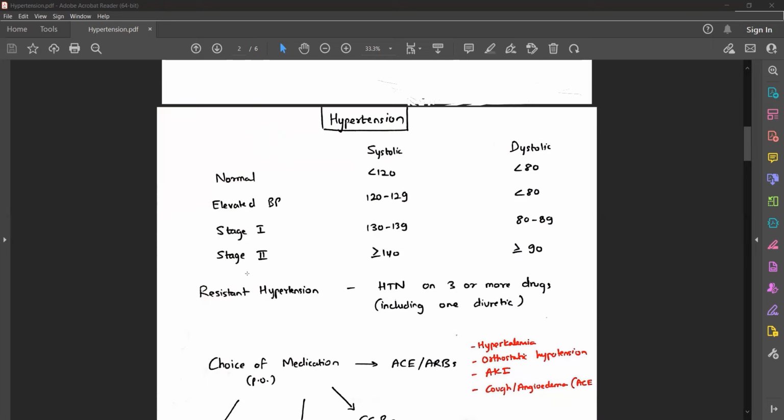Now, the reason this classification is important is especially because if the patient is diagnosed with stage 2 hypertension, you would prefer starting them on two medications, that is the combination therapy, rather than just one initial medication.